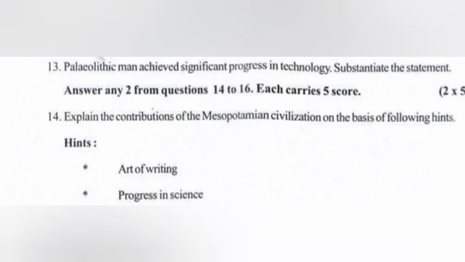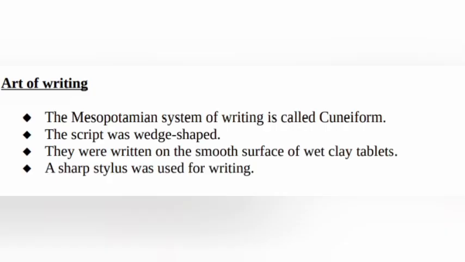14. Explain the contribution of the Mesopotamian civilization on the basis of following hints. Hints: art of writing, progress in science. Answer: art of writing. The Mesopotamian system of writing is called cuneiform. The script was wedge-shaped. They were written on the smooth surface of wet clay tablets. A sharp stylus was used for writing.